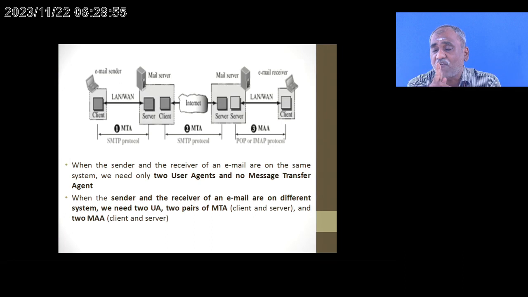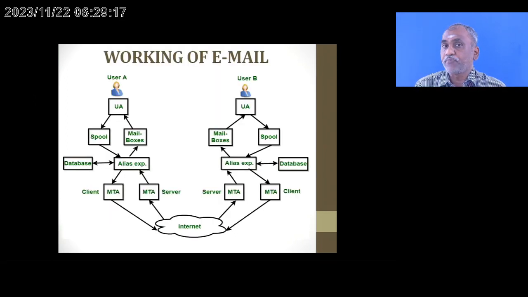In this case, we need two user agents, two MTAs, the message transfer agents, and two MAAs, the message access agents. We need two MAAs for this, right? Now how will this work? User A wants to send a mail to user B. How will it work?